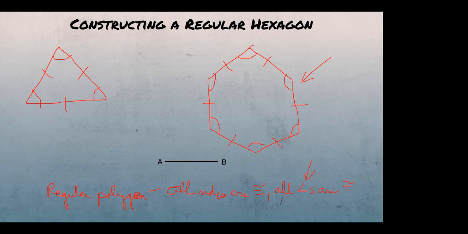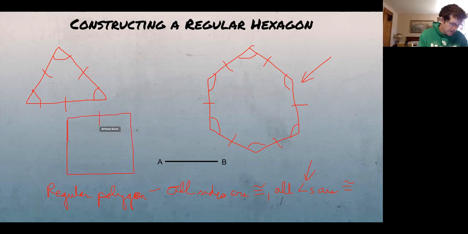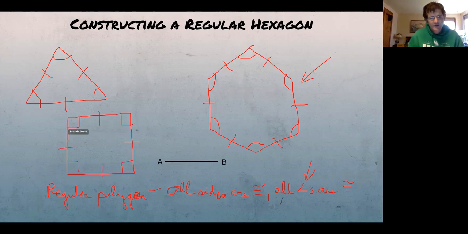Square? That's it. Very good. So all sides are congruent. All angles are 90 degrees in this. So all the angles are congruent. That is a square. So with the triangles and quadrilaterals, we have a special name for it. But everything else we could just call a regular pentagon, a regular hexagon, a regular octagon, and so on.